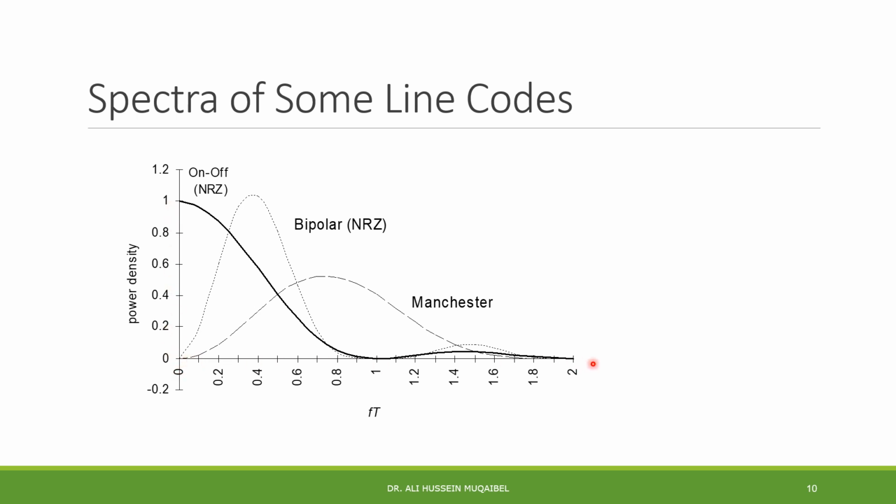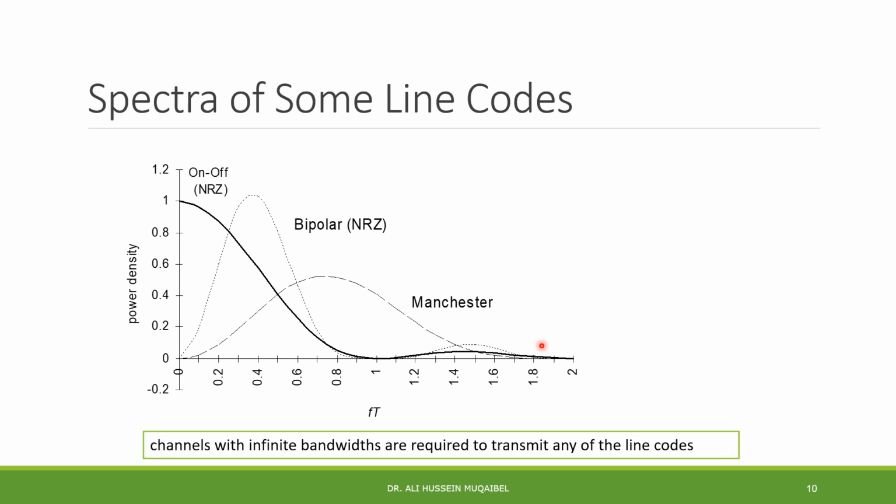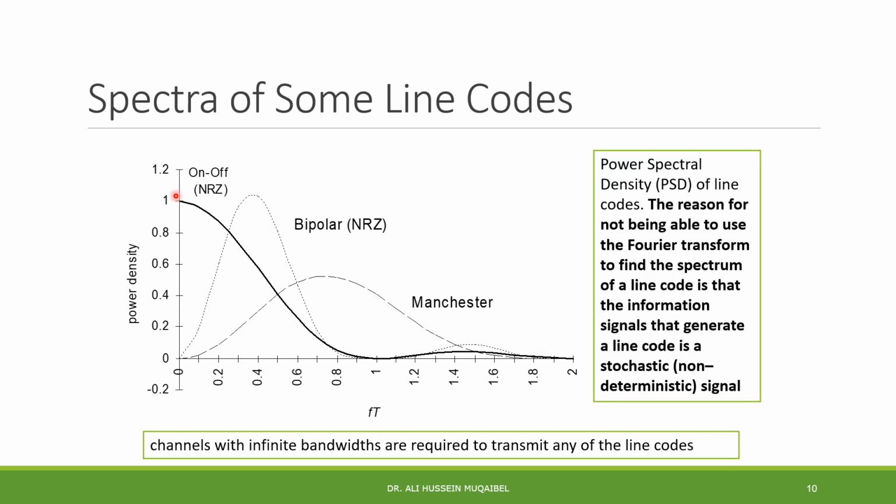this is the spectrum. This is the normalized spectrum, where we see the power density or the spectrum distribution as a function of f times T. We see that, okay, channels with infinite bandwidth are required to transmit any of these line codes because there is going to be a tail, but usually we are looking at the relative performance. So on-off with DC requires less bandwidth. As we go to bipolar, okay, you can think of this as a bandwidth. Well, here it goes into higher frequencies for the bipolar.